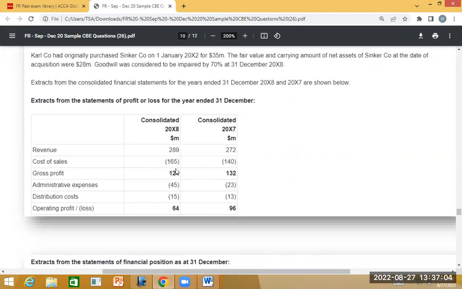So despite the fact that the sale has increased over the year by 6.2%, the cost of sales increased by 17.8%. So the decline in the gross profit ratio is due to the increase in the cost of sales, which has increased by 17% as compared to the previous year.